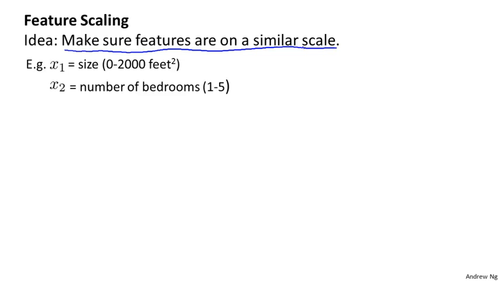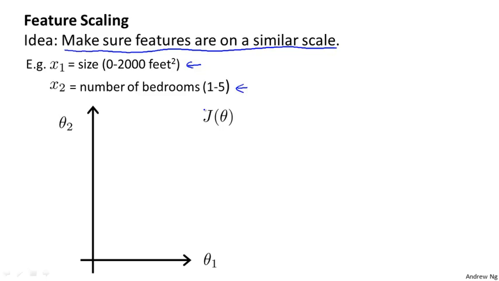Concretely, let's say you have a problem with two features where x1 is the size of a house and takes on values between, say, 0 to 2000, and x2 is the number of bedrooms, and maybe that takes on values between 1 and 5. If you plot the contours of the cost function J of theta, then the contours may look like this, where J of theta is a function of parameters theta 0, theta 1, and theta 2. I'm going to ignore theta 0, so let's forget about theta 0 and pretend it's a function of only theta 1 and theta 2.